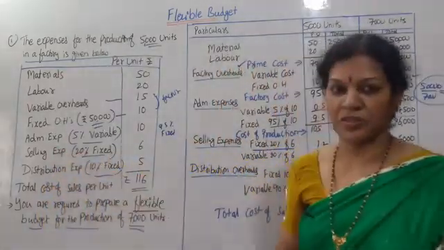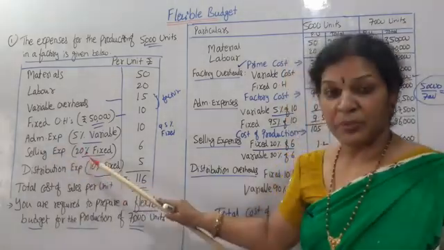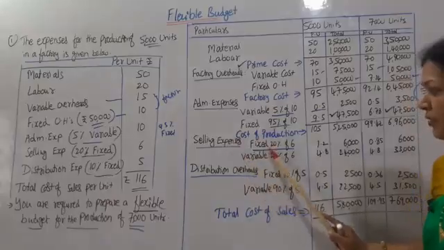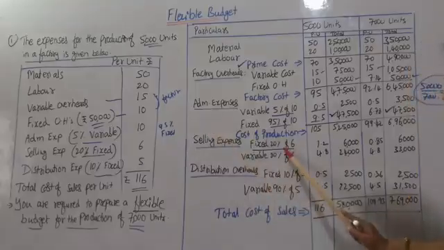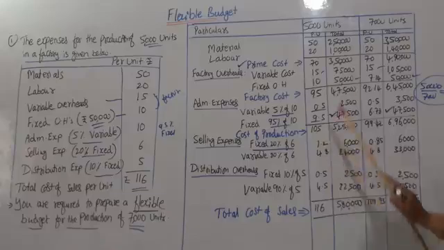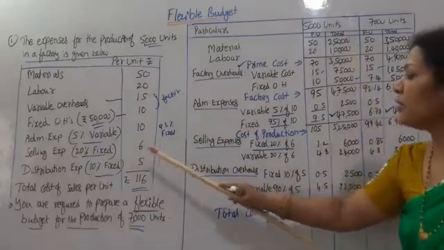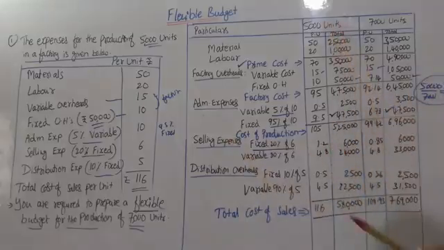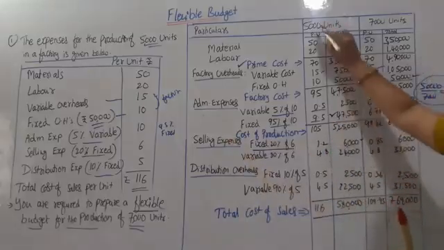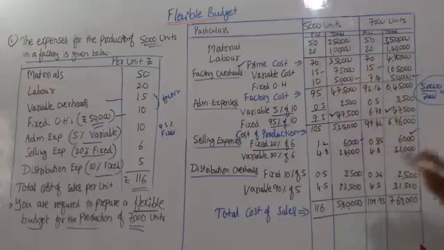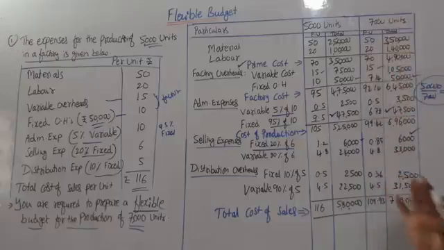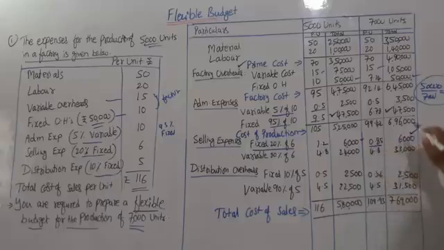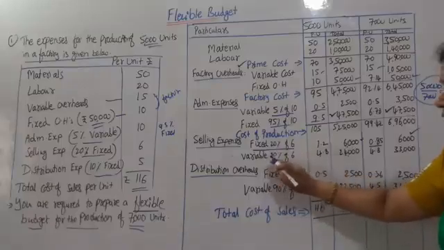Selling and distribution, both the expenses we will write. Selling expenses are 20% fixed. Now here, selling expenses: fixed is 20% of 6. 20% of 6 comes to 1.2. Amount is not given, so 1.2 into 5,000 comes to 6,000. Same 6,000 you write for 7,000 units also, because it is fixed. We can't change it. Now how do you get this? 6,000 divided by 7,000, 0.85. Fixed is over.